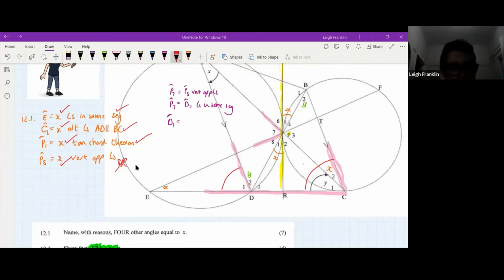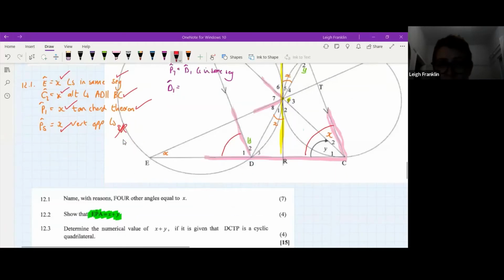Ndabani, you've said that D1 is equal to C1 plus C2, which it certainly is. Okay, that's exactly it. So we can see here that D1 is also equal to X plus Y because it is corresponding with angles C1 and C2, and then angle D1 is equal to angle P7 because they are angles in the same segment. So let's write all of that down.